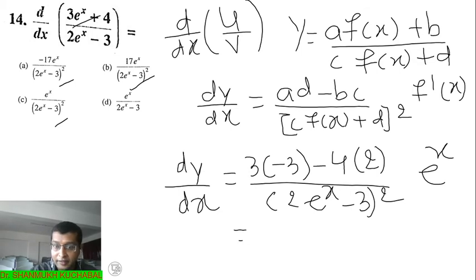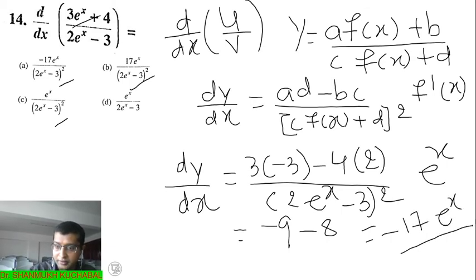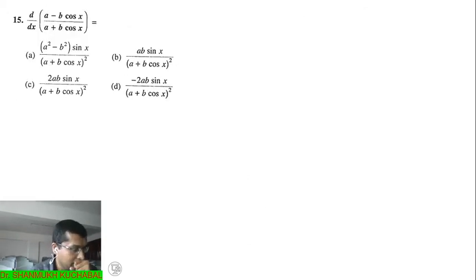So 3 into minus 3 is minus 9, and 4 twos are 8. So we get minus 17, numerator e raised to x, divided by the denominator square. Therefore, in option A, minus 17 e raised to x is present. Therefore, A is the right answer. A is the right answer. Okay. We'll move to our next example. It is A minus B cos x divided by A plus B cos x.